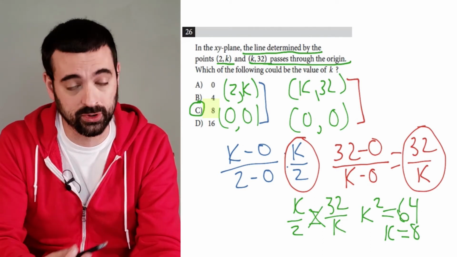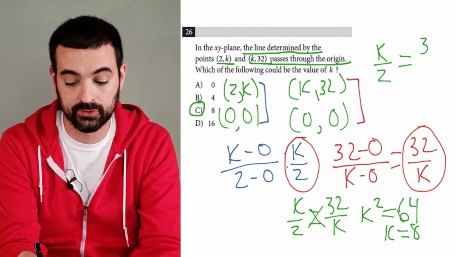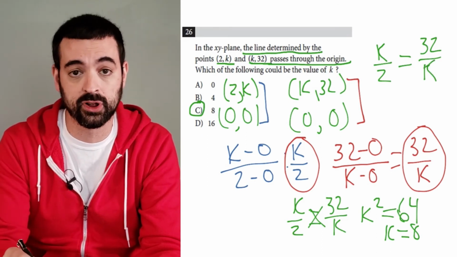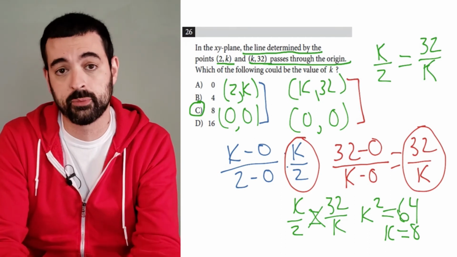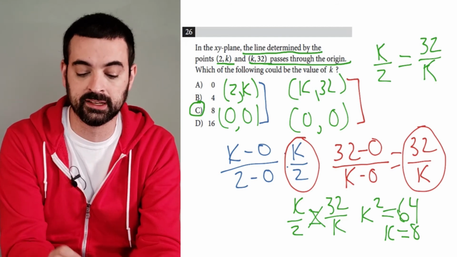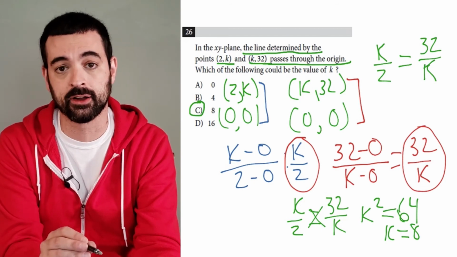And again, there's a shortcut, which is because the line passes through the origin, the slope of the line can be determined by putting the y of any one point over the x of that same point. So we could get right to k over 2 being the slope, or 32 over k being the slope, and we could begin cross multiplying. If you're familiar with that rule of proportionality, that's great. But if you're not, it really helps to remember that the phrase passes through the origin is asking that you use the ordered pair 0, 0. Good luck, everybody.